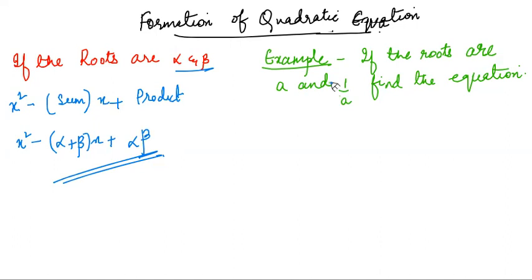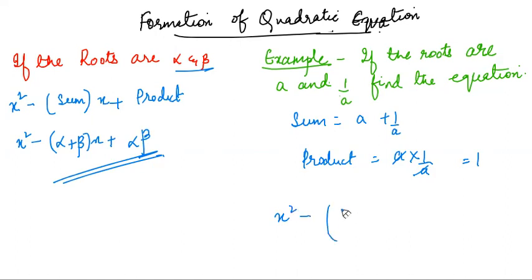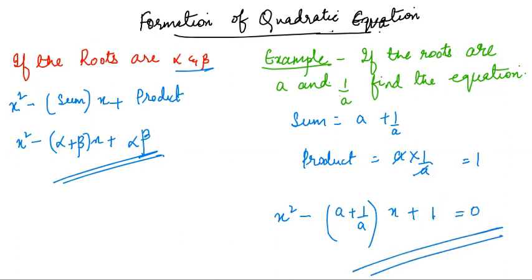If the roots are a and 1 by a, find the equation. So sum is equal to a plus 1 by a and product is equal to a into 1 by a, which is equal to 1. So let us frame an equation. So x square minus sum of the roots, which is a plus 1 by a into x, plus product, which is 1, is equal to 0. Hope you understood the solution.